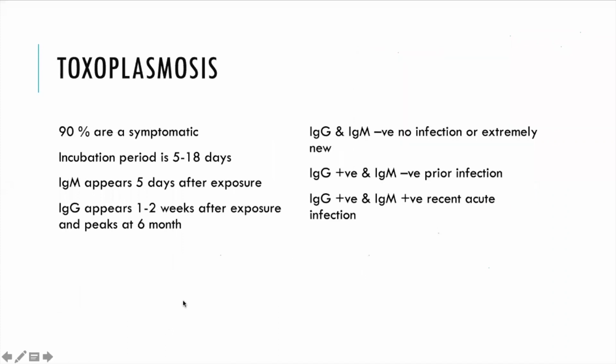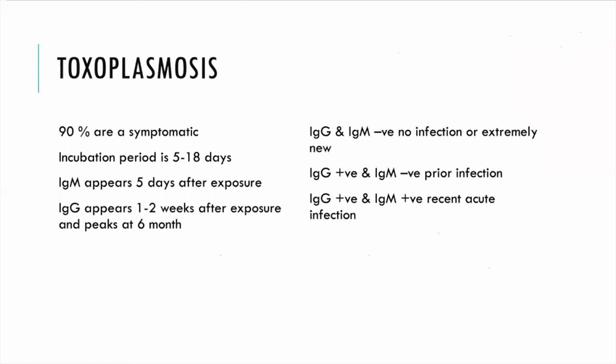90% usually are asymptomatic. Incubation period is about 5 to 18 days. The IgM appears 5 days after exposure. IgG appears 1 to 2 weeks after the exposure and peaks at 6 months.